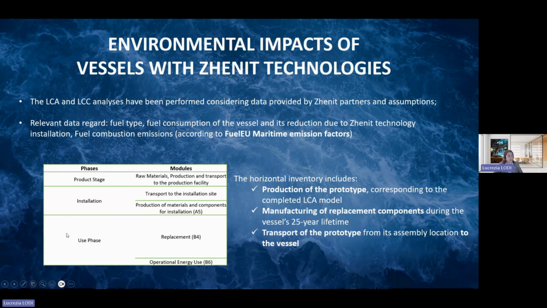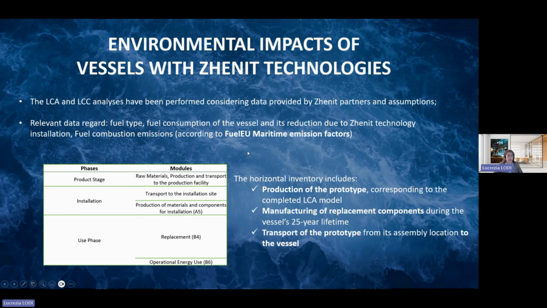And the use phase accounts for the replacement, because we have assumed that the vessel lifetime is 25 years, and maybe the technology could be 15 years or 20 years, as already shown for EA and for SR&D. So we have to consider the replacement of the components, while the operational energy use is represented by the fuel consumption, because one part of the analysis was concerning the LCA inventory, while the other part was related to the fuel consumption.